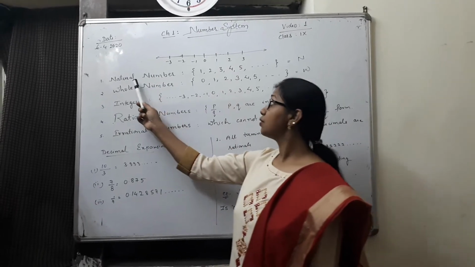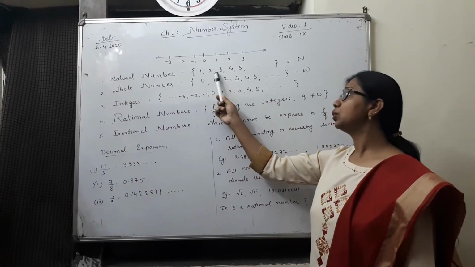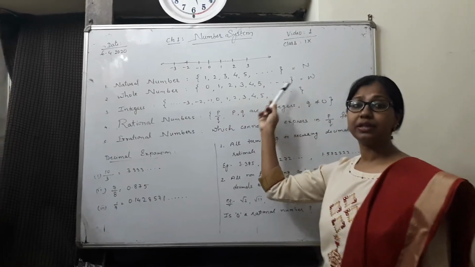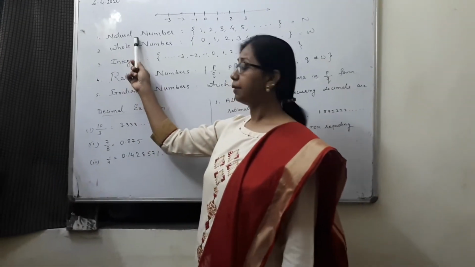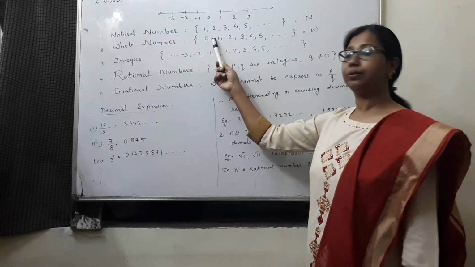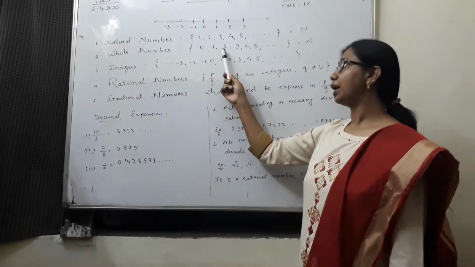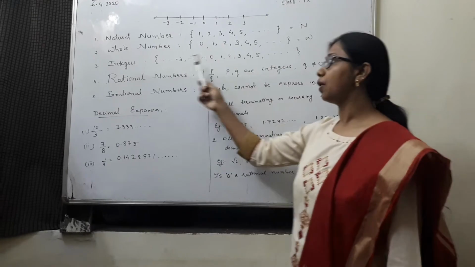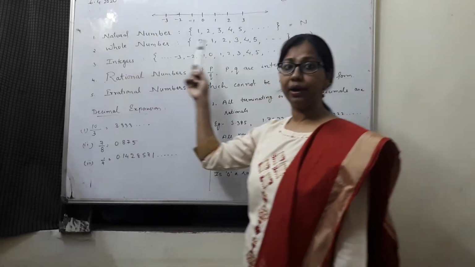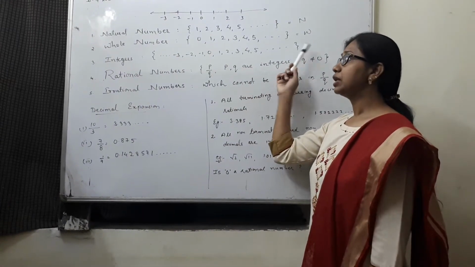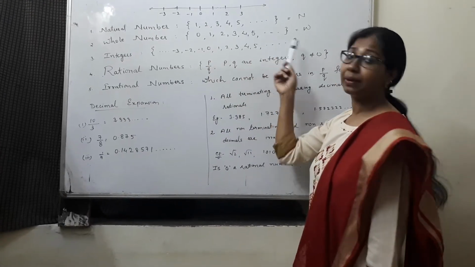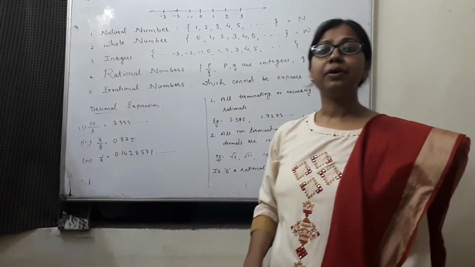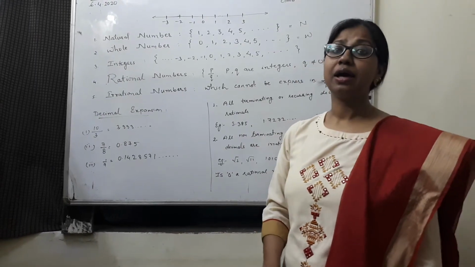The numbers 1, 2, 3, 4, 5 are natural numbers. If we include 0 in that, 0, 1, 2, 3, 4, 5 and so on are whole numbers, denoted by W. The smallest whole number is 0, but the largest whole number cannot be determined because every number has its successor.